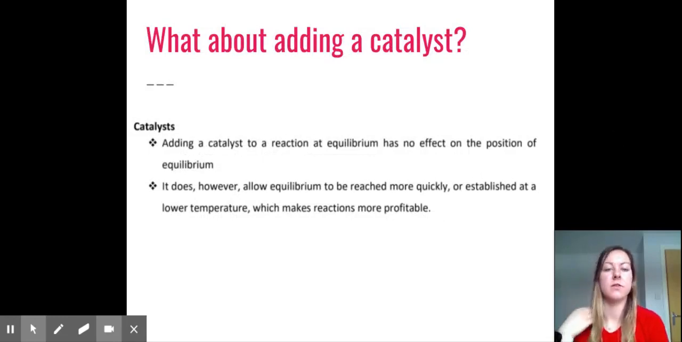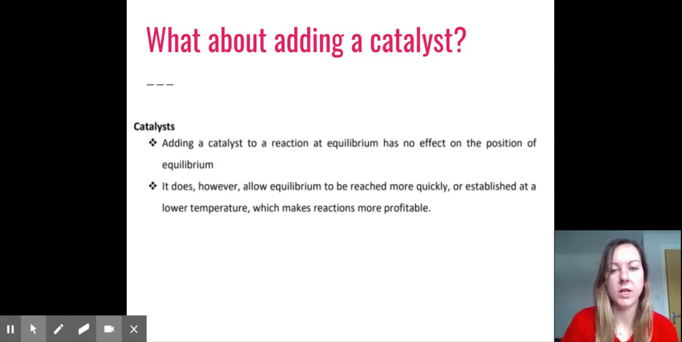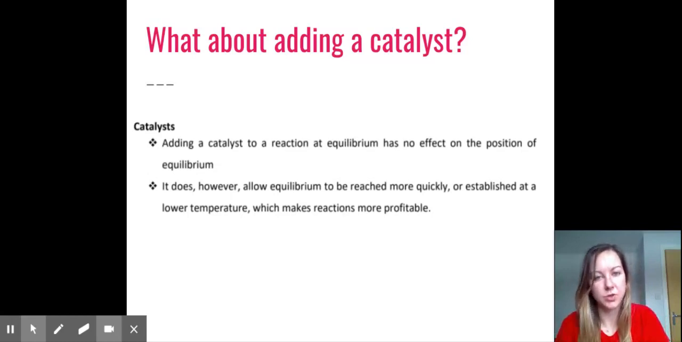The last section of this is catalysts. What effect does adding a catalyst have on the position of equilibrium? Now, we know that catalysts can be used to speed up reactions, and reactions can be carried out at lower temperatures using a catalyst. But adding a catalyst to a reaction at equilibrium doesn't actually affect the position at all. All it does is it allows equilibrium to be reached more quickly or established at a lower temperature, which makes reactions more profitable.